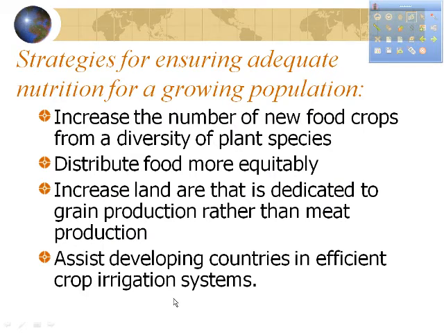The land that's dedicated to grain production rather than meat production has to be increased. Right now we have a lot of land in meat production, but we do not have enough in grain production. So we need to make sure that that has changed for the better. And then we also need to work on crop irrigation, watering crops, more efficient raising of crops for developing countries, so they're not wasting a lot of land, time, and resources for a good output.